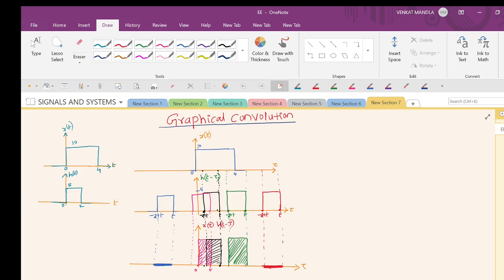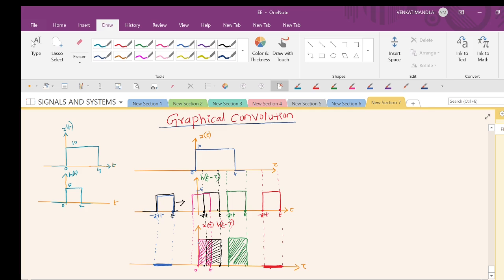In the previous lecture, I explained the graphical convolution. First, we shifted h of t minus tau to the leftmost point, up to here. And then we started to move this h of t minus tau towards the right. So this is the leftmost point, and we started moving this h of t minus tau towards the right side like this.